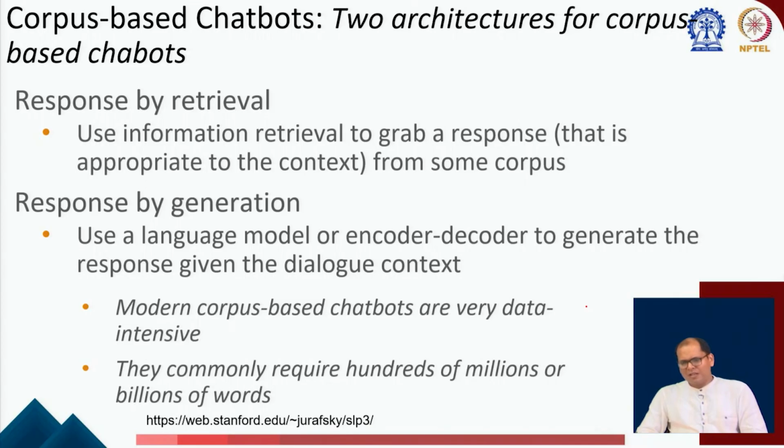Okay. So going to open domain dialogue, typically we have to learn from data. We are saying we want to chat with the system, so we have to learn from the data how previously users have conversed with the system. There are two typical ways in which these architectures work. One is response by retrieval. So what is the idea? You assume that you have a large repository of some context, some user query, and a particular response, right.